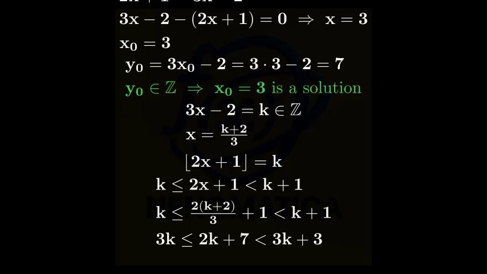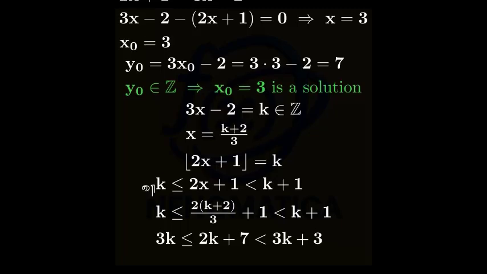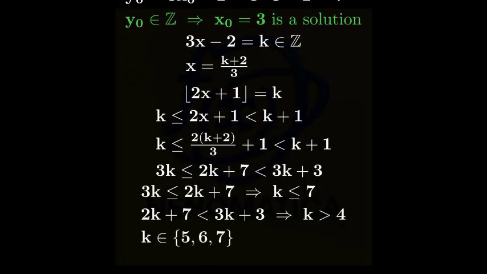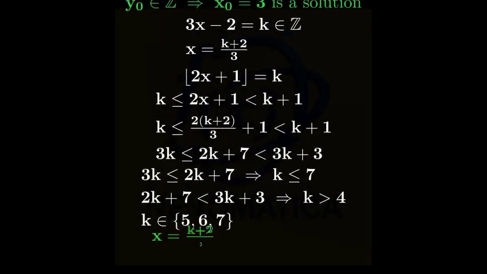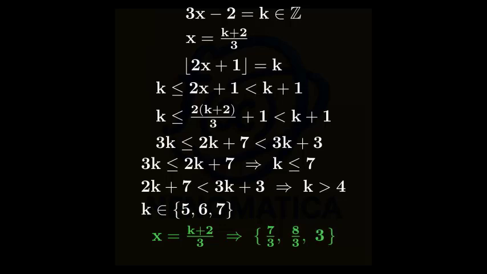Substituting x gives 3k less than or equal to 2k + 7, and 2k + 7 is less than 3k + 3. From these, k is greater than 4, and less than or equal to 7. So k equals 5, 6, or 7. Therefore, the x solutions are 7/3, 8/3, and 3. Final answer: x equals 7/3, 8/3, and 3.